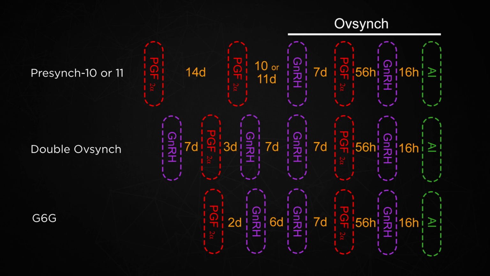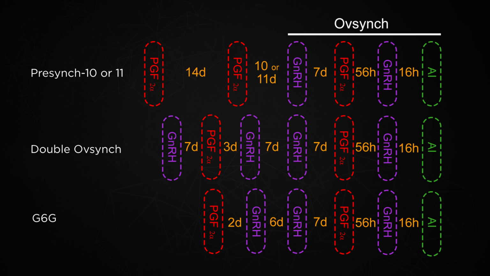Double Ovsynch takes advantage of 2 Ovsynchs, with the first Ovsynch being utilized as a pre-synchrony Ovsynch. The first GnRH of the second Ovsynch is administered 1 week after the final GnRH of the first Ovsynch. G6G utilizes both prostaglandin F2 alpha and GnRH as pre-synchrony injections. The prostaglandin F2 alpha is given 2 days prior to the GnRH, and the GnRH is given either 6 or 7 days prior to the first GnRH of Ovsynch.